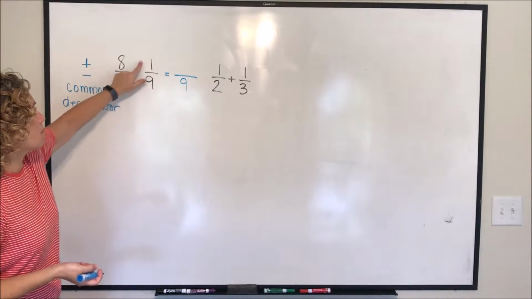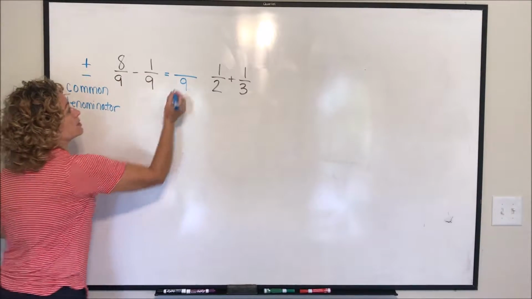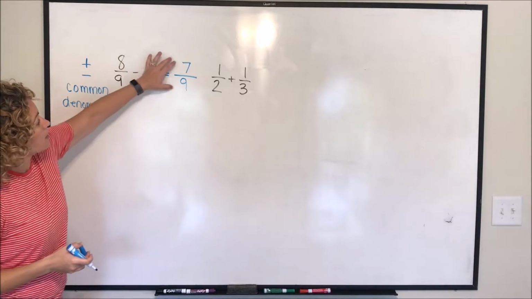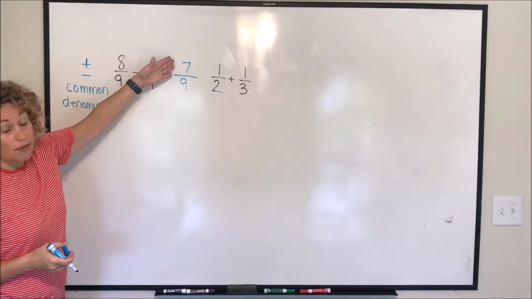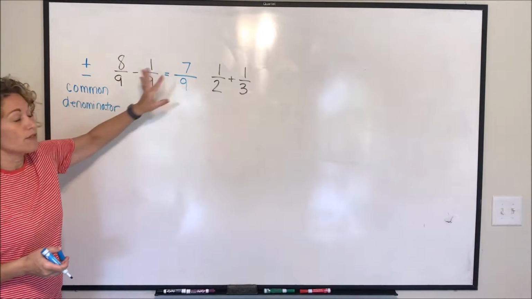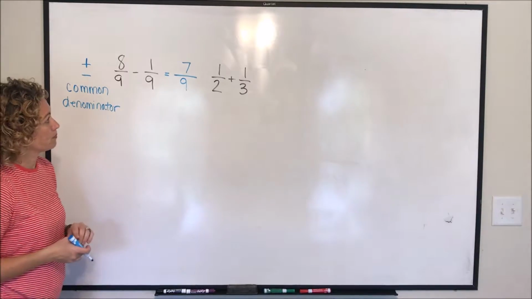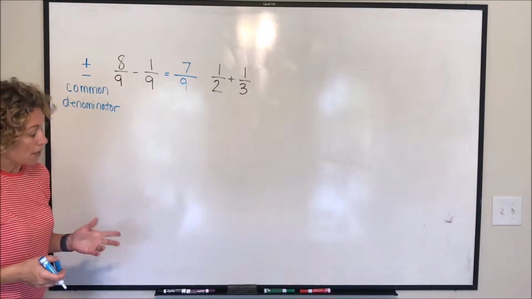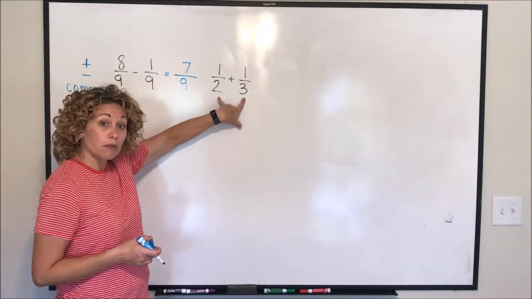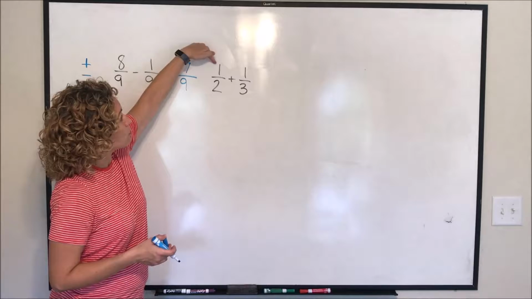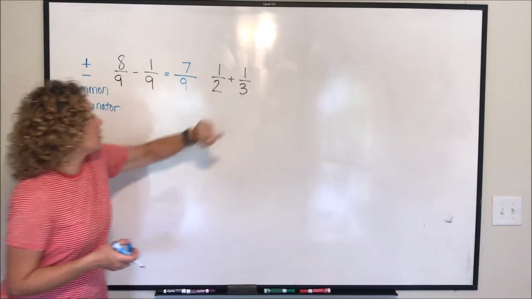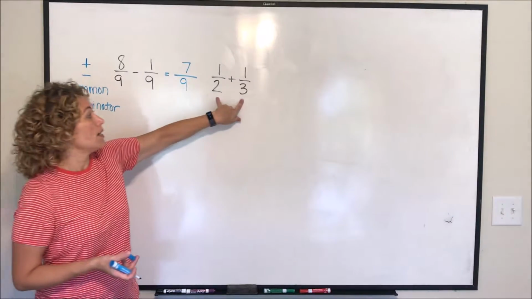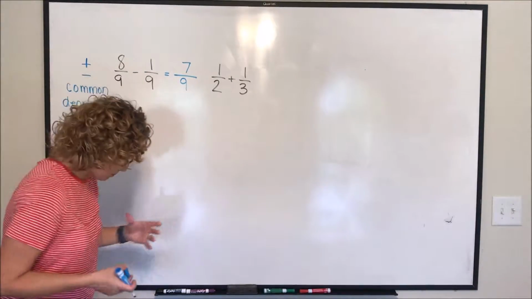Now, we have 8 minus 1, which we know is 7. Now, we should check this and see if we need to simplify, but 7 is a prime number. 9 and 7 don't agree on anything, so we're done. Okay, so you should have been able to get that answer. Now, when I look at the next problem, I notice that even though my numerators are common, I do not have a common denominator. So I need to make these numbers the same.